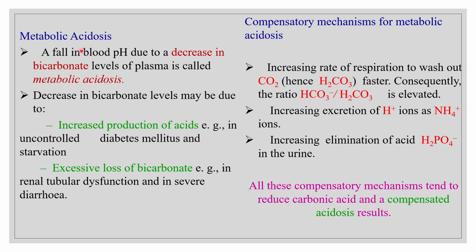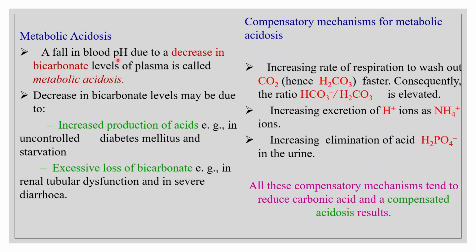So now in detail, let's see what metabolic acidosis is. It is a fall in blood pH due to a decrease in the bicarbonate level of the plasma. It is called metabolic acidosis. pH is the first indicator of the acidosis or alkalosis state of the body, whether it is metabolic or respiratory. If there is a fall in pH, it is definitely a type of acidosis. If there is an increase in pH, it is the alkalosis state. Then further, by other parameters, we will decide whether it is metabolic or respiratory.